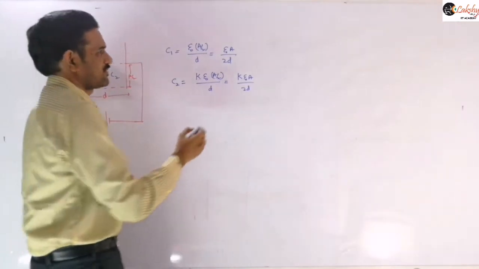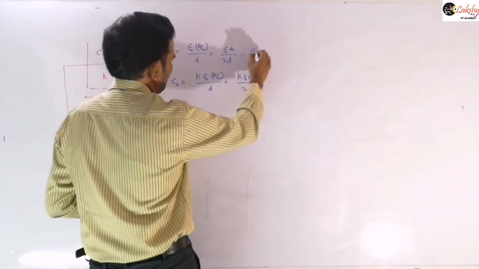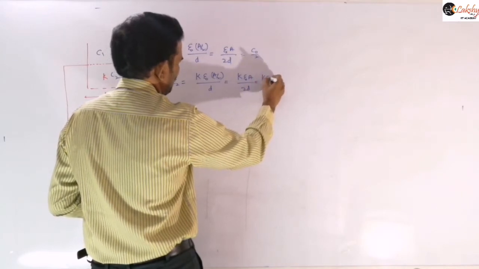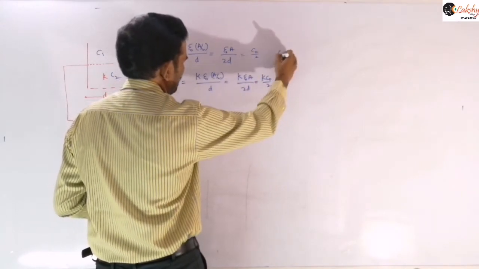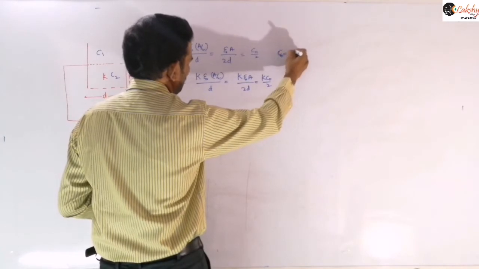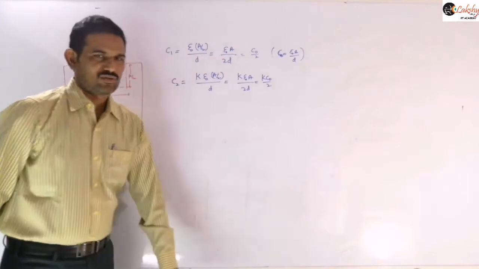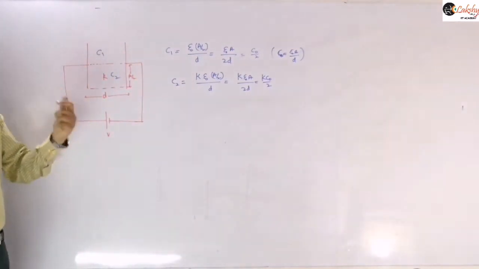Right? And let us assume that as some C naught here. So you can write this as C naught by 2, and this value will be K C naught by 2, where C naught is nothing but epsilon naught A by D. That value we are taking as C naught, right? And so now these are the capacitors here.